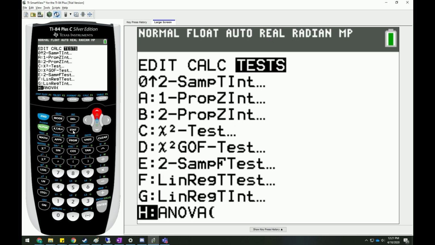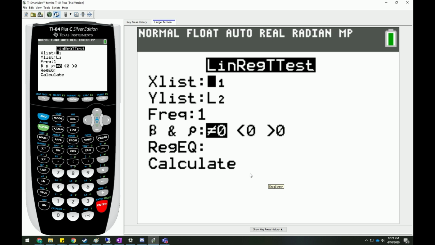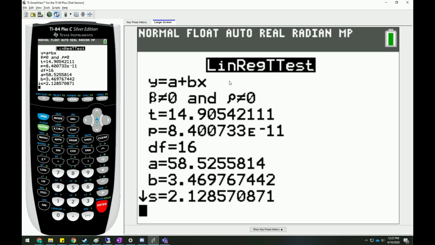Everybody should have it. If I click enter on here, I'm just going to tell the calculator that my x's and y's were in these spots, and I actually don't care about any of the rest of these inputs. I'm just going to go right to calculate, and I'm done. The only thing I'm going to get at the end of this is a whole bunch of info that relates to a hypothesis test, which we'll talk about in 11.4.